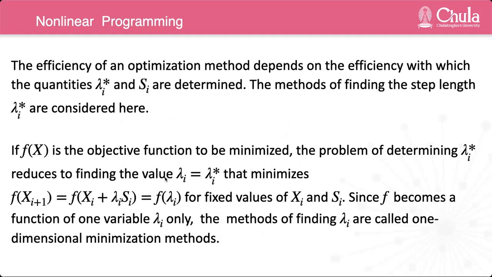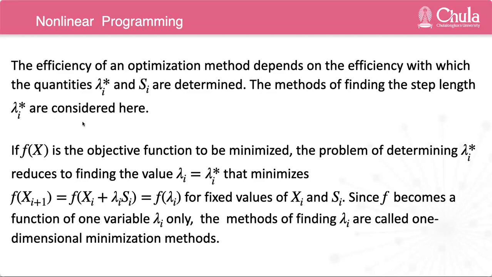So the efficiency of optimization methods depends on the efficiency with which the quantities lambda i, the step length, and the direction are determined, okay? If you propose a new method to find the direction, of course, you finally develop a new methodology, a new algorithm, okay? So the methods of finding step length and lambda i are considered here.